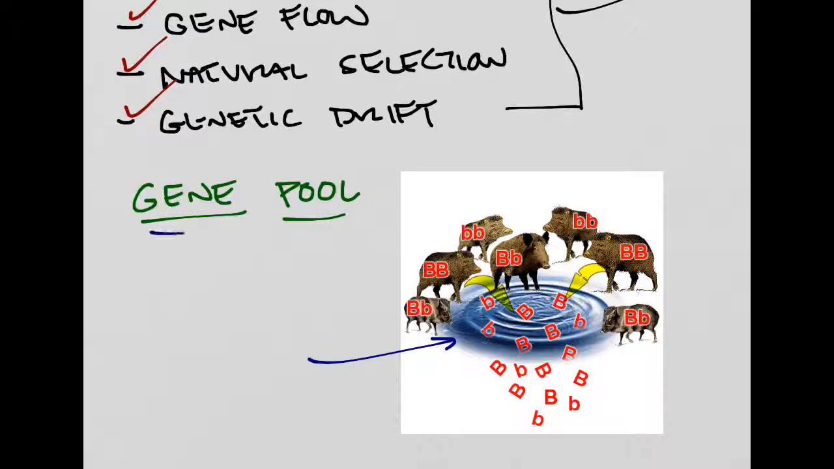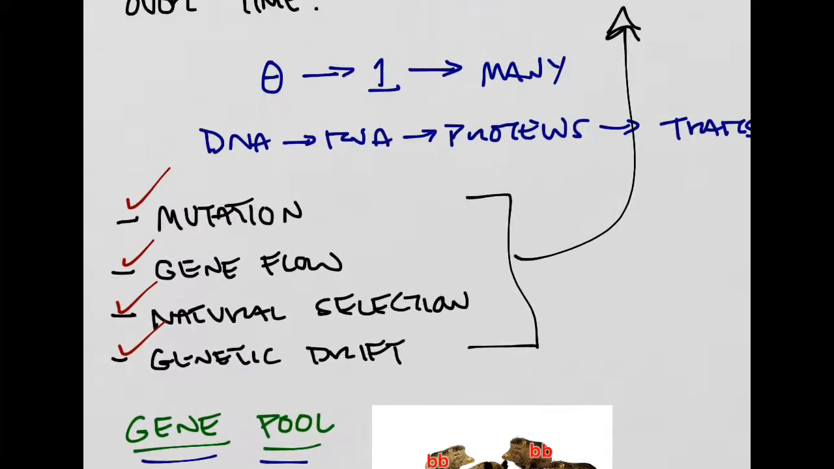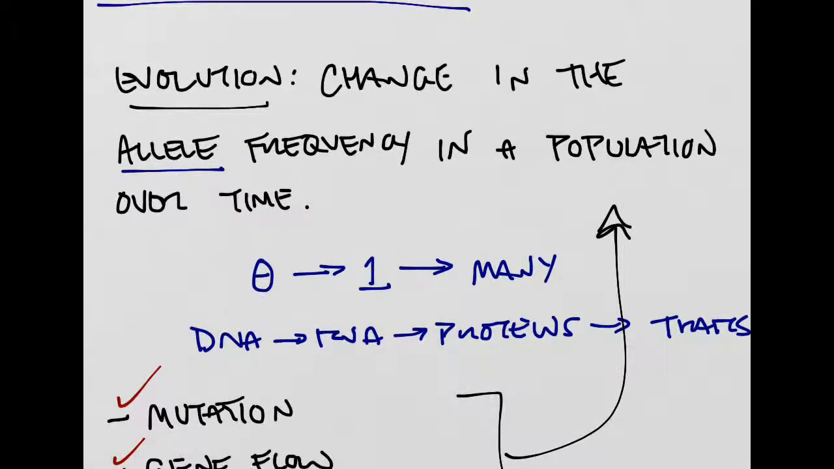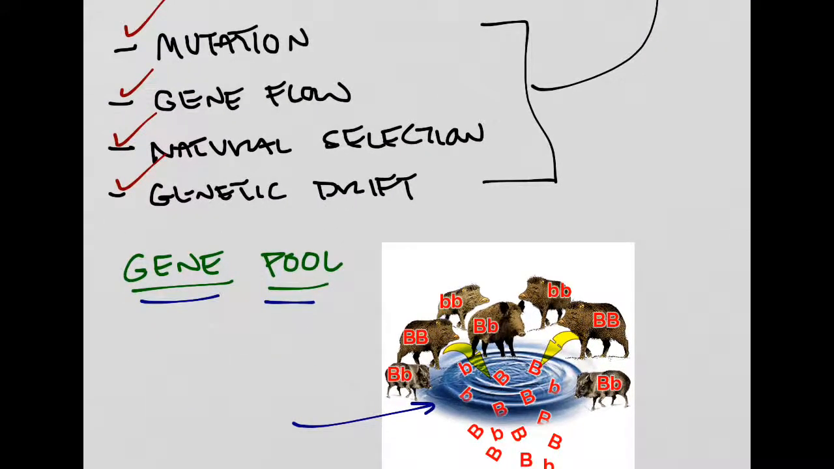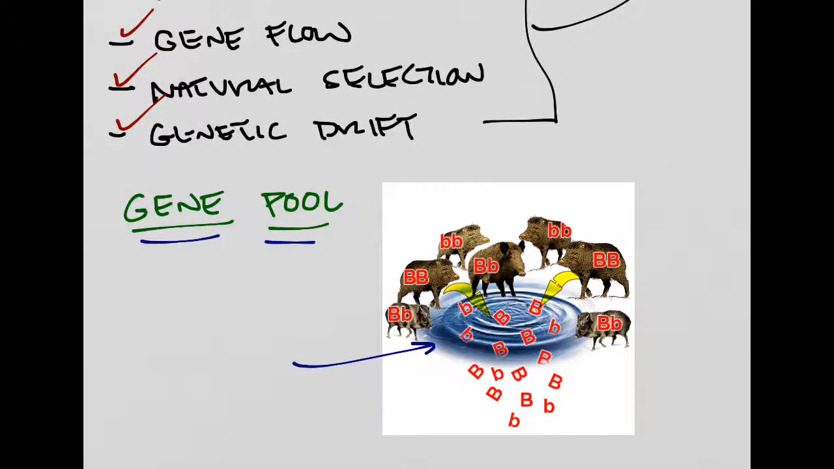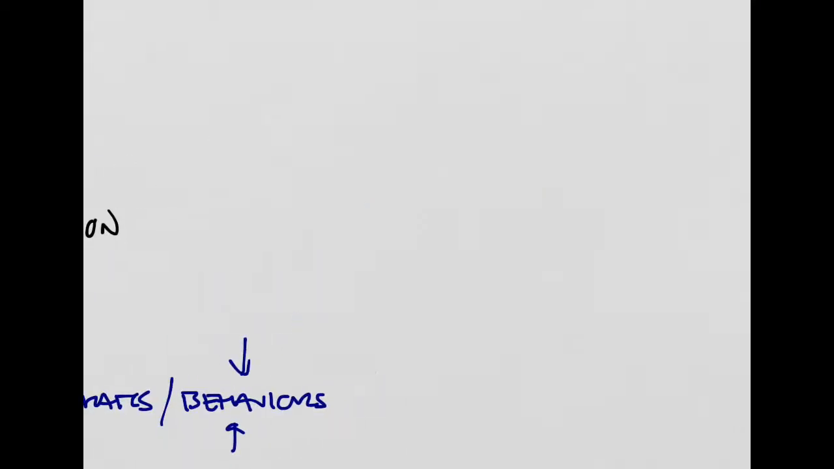All right, so this gene pool is important because when we talk about change in the allele frequency in a population over time, that's exactly what we're referring to. Change in the allele frequency of alleles in this gene pool that we're referring to. Okay, so the gene pool aspect of this is vital for your understanding. All right, let's scooch over to here.